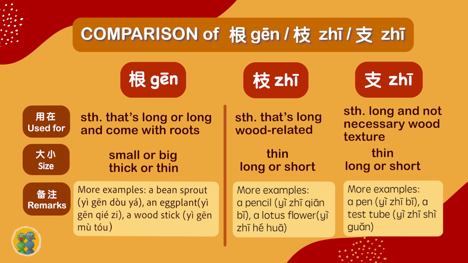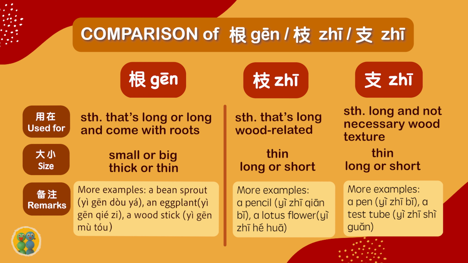And the next example is an eggplant. 一根茄子, 茄子 is eggplant. Eggplant is thin and long, right? So you can use the measure word 根 for an eggplant. But I know some eggplants are bowl-shaped. So if it's a bowl-shaped eggplant, you use 颗, but for the long eggplants, you use 根.